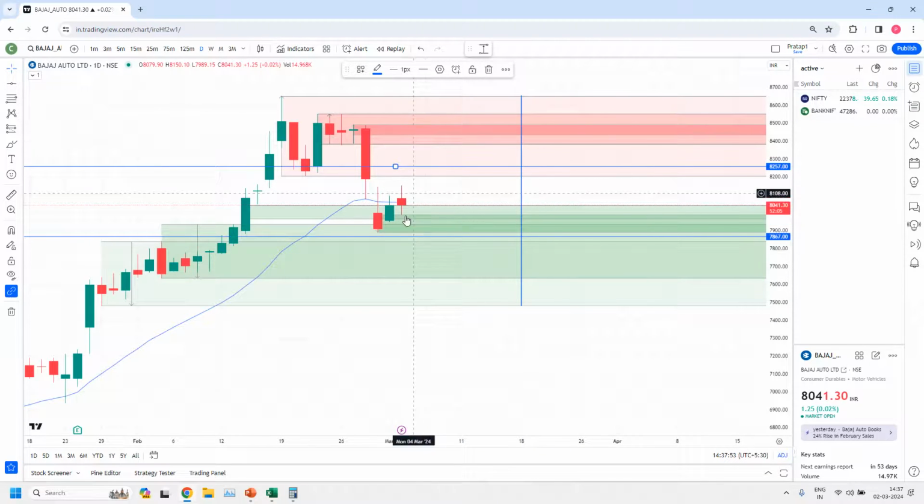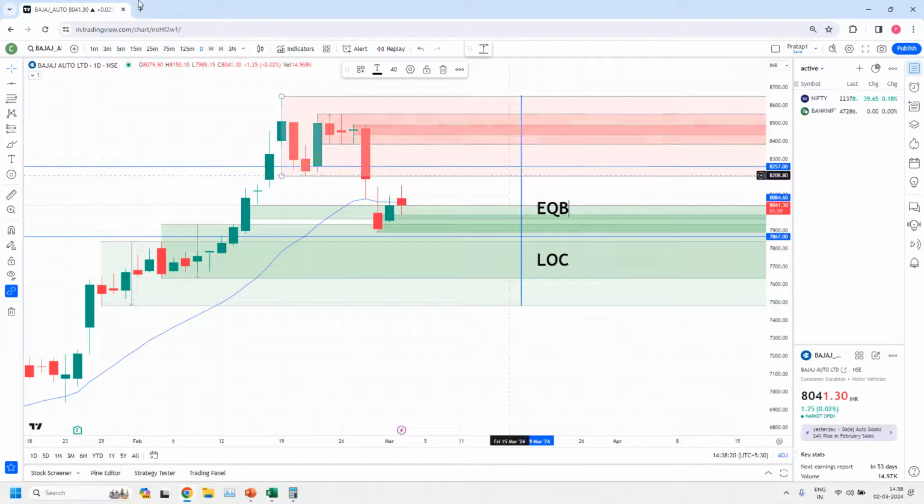So this is equilibrium, between these two blue color lines. Below this first blue color line, it is low on the curve. And above the second blue color line, it is high on the curve. In the early stage, you just add some text. Low on the curve. This is equilibrium. And this is high on the curve. That's it.